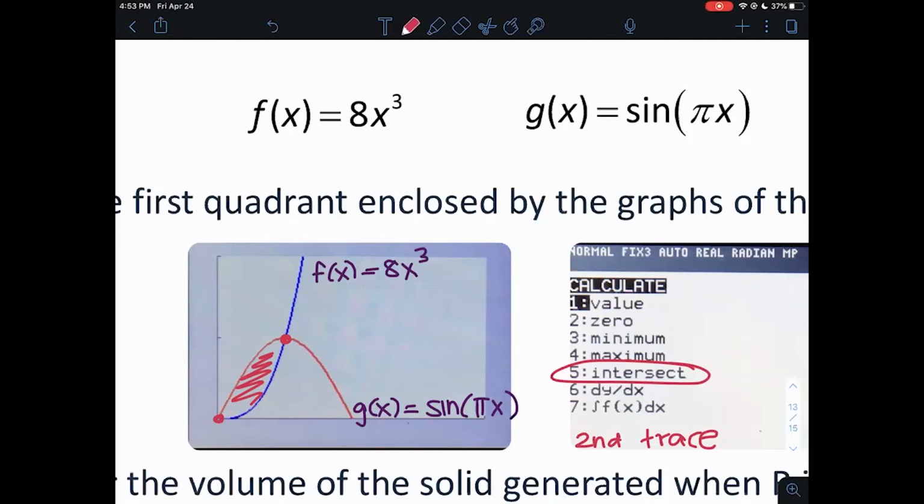So we would just hover over the red function, hover over the blue function, and then get as close as possible to this actual point. Your calculator will tell you what it is. So this is the point 1/2, 1.